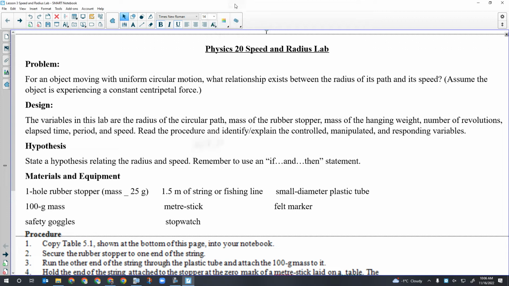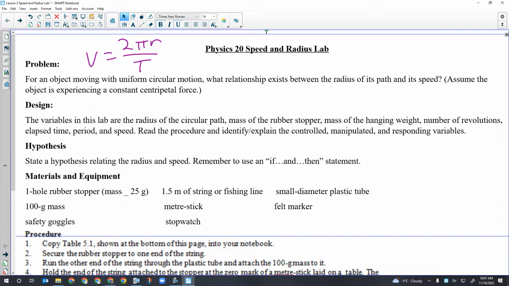All right, so the lab we're doing today, we're going to investigate what the effect of radius is on speed. So the formula that we're investigating today is this one. V equals 2 pi r over t. If we're looking at that formula, the relationship between radius and speed should be fairly clear. So what we're investigating is what will happen to speed as radius increases.